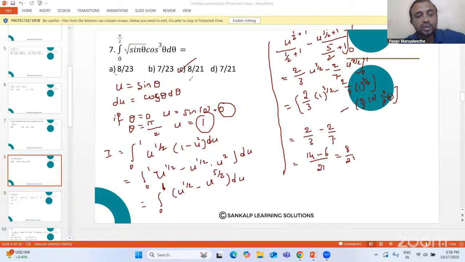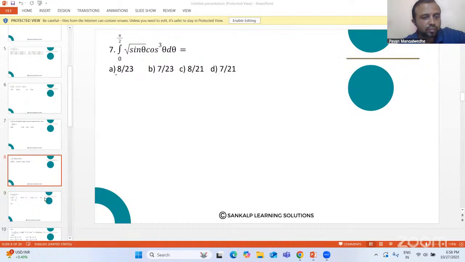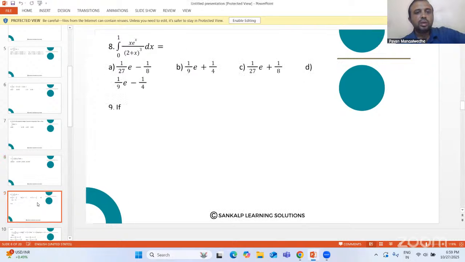Next one, question number 8. We move on to question number 8. Integration from 0 to 1 of x e raised to x upon (2 plus x) the whole cube dx. What is the value of this? Let's try to do this again. 10 seconds for you.